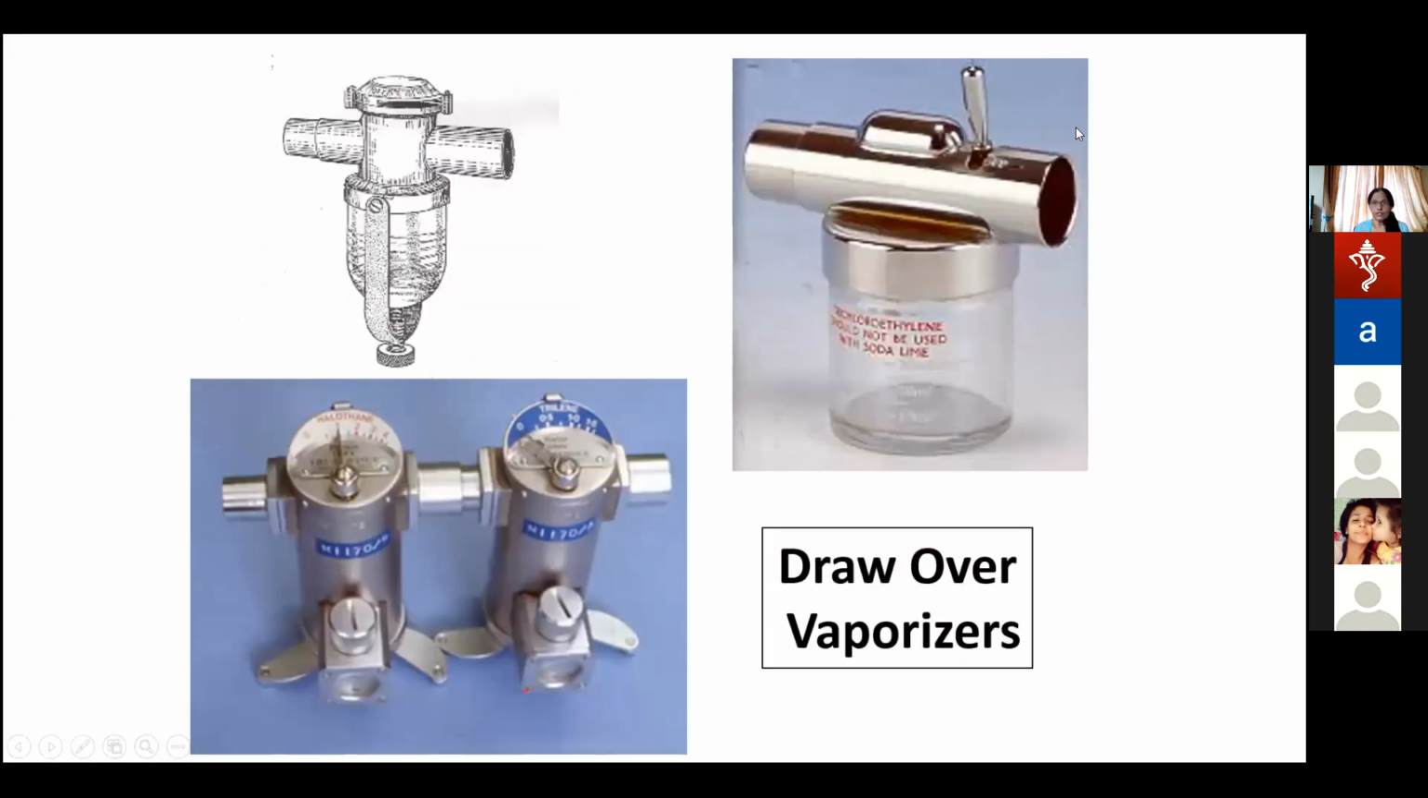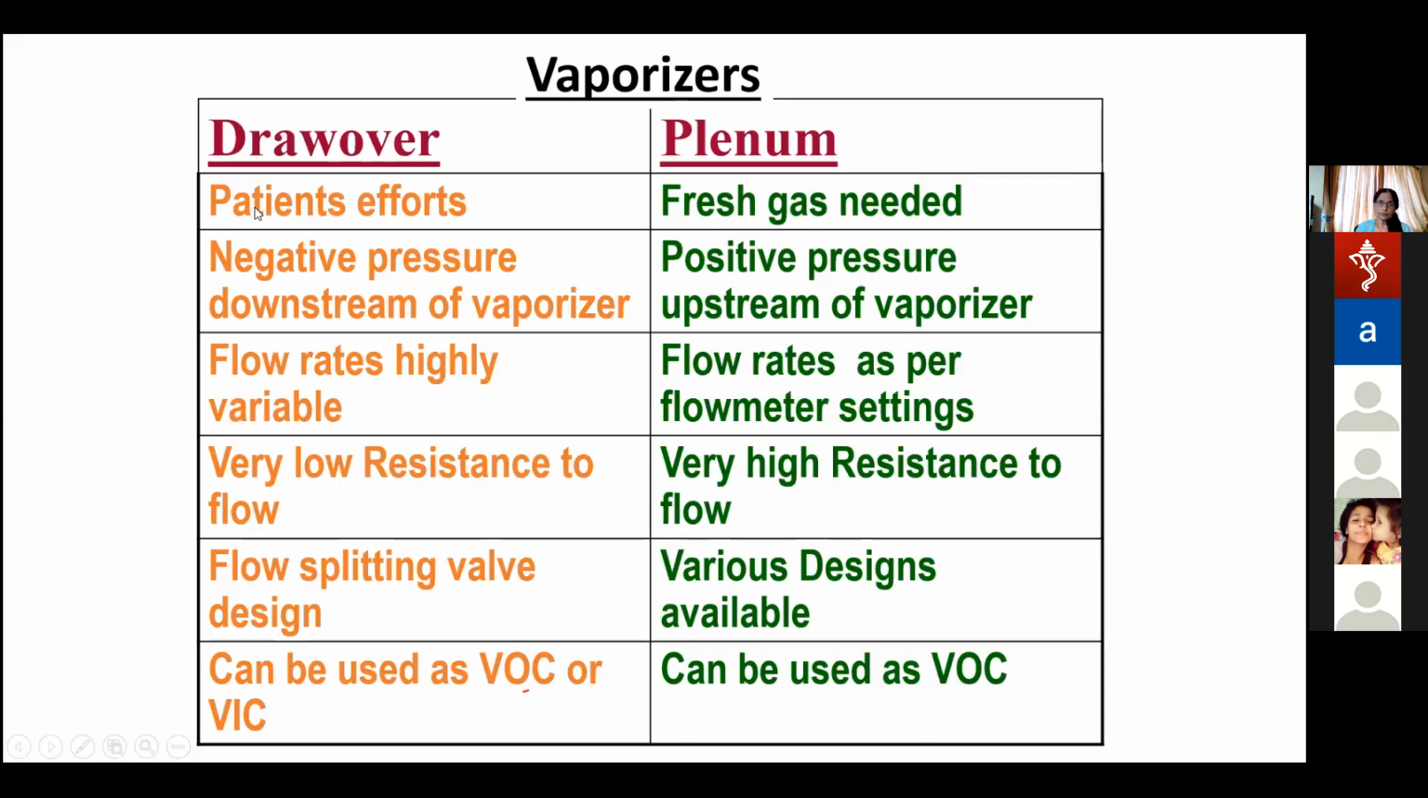So here are drawover vaporizers. Can you see this is a trilene bottle? It is called a Rouse trilene bottle. These are called OMV. They are available for halothane, isoflurane, and methoxyflurane. Here it's written as halothane. Here it's written as trilene. It is also available for methoxyflurane. Goldman is generally used for halothane. So these are drawover vaporizers which can be kept in your exam.